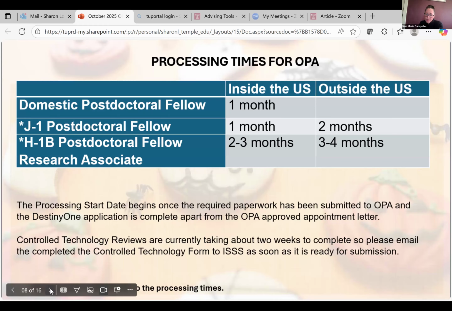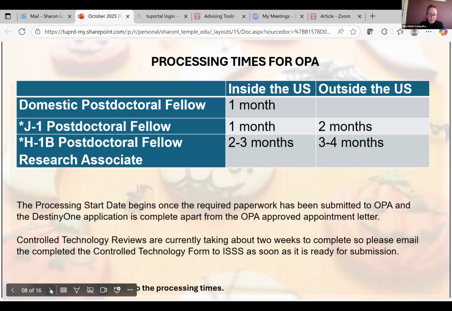Also note that technology reviews are currently taking about 2 weeks. So please keep that in mind. When you're ready to send your appointment to me for submission, make sure that you're sending the control tech form to either Gabriella if a J and Sharon if an H, because they're taking about 10 business days.